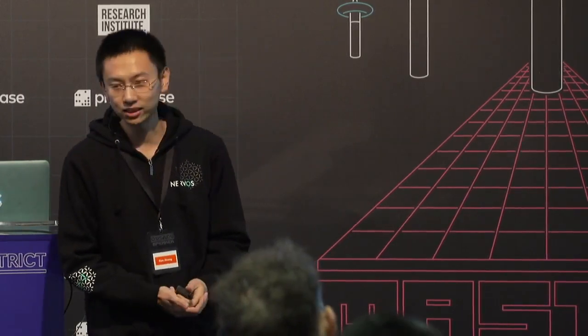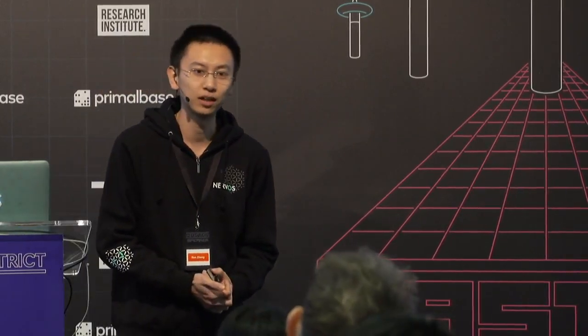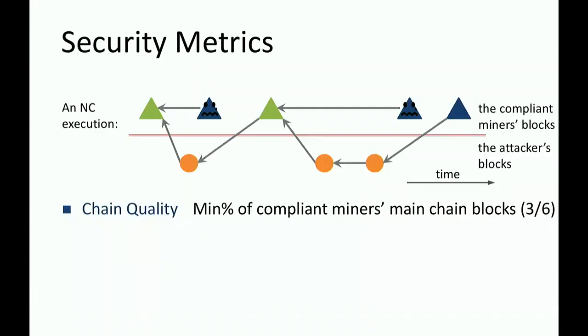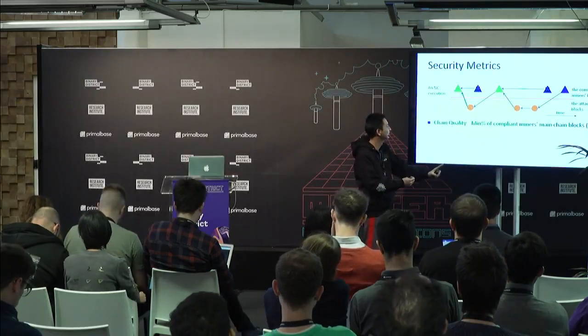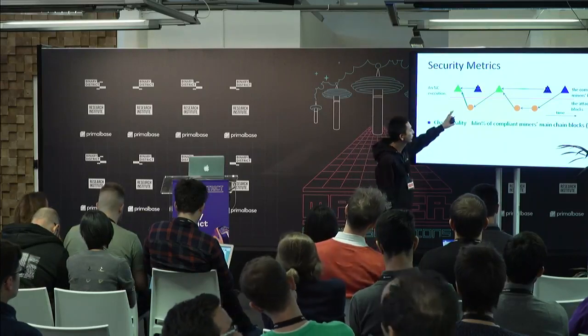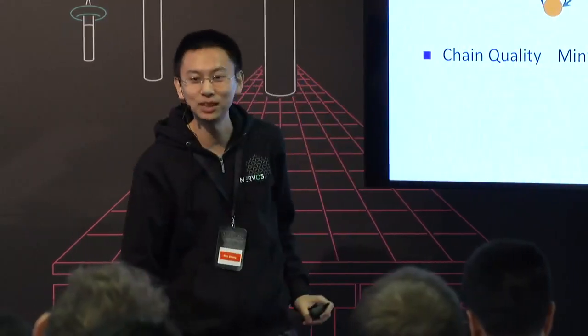So there are 4 security metrics we consider in this study. The first is called chain quality, which is the minimum percentage of compliant miners' main chain blocks. In this example, the chain quality is 3 out of 6, because there are 6 blocks in the main chain: 1, 2, 3, 4, 5, 6. Sorry. And 3 of them are from the compliant miners.